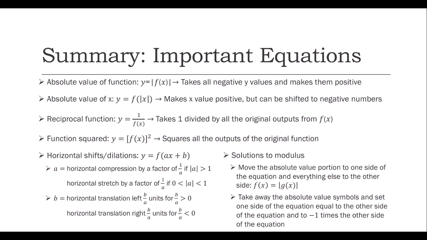For our solutions to modulus, you'll move the absolute value portion to one side of the equation and everything else to the other side, and then you'll take away the absolute value symbols and set one side of the equation equal to the other side of the equation and to negative 1 times the other side of the equation, and then solve. That's all for this video.